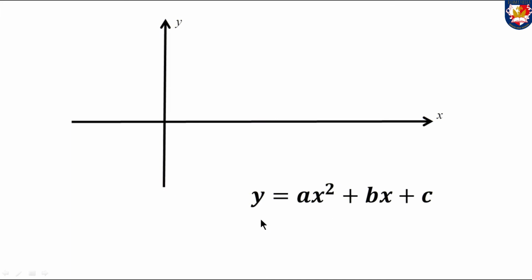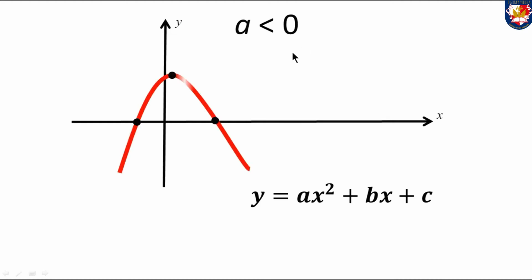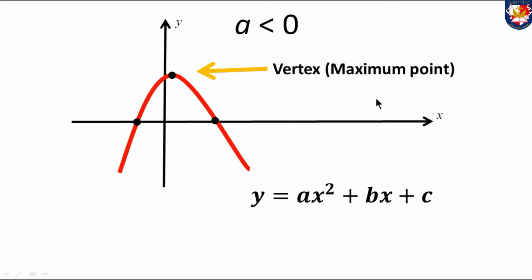This is the general form of quadratic equation. We can predict the graph. If a is less than 0, that means a negative number, so this is a possible graph. You can see here, the vertex becomes the maximum point and the graph opens downward.